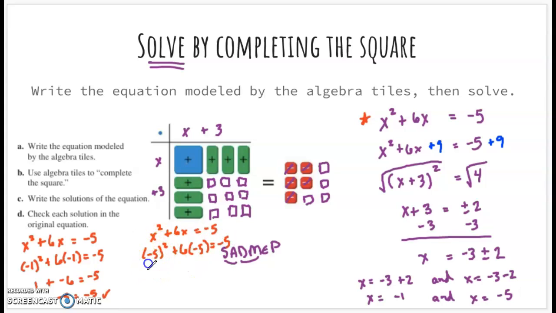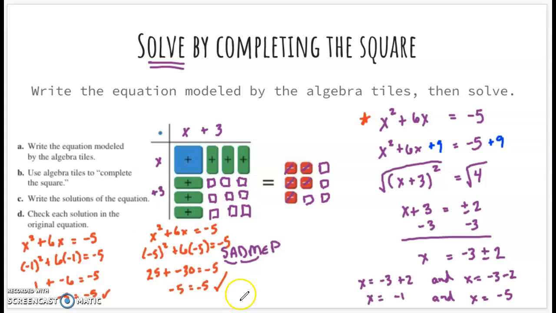Negative 5 squared is positive 25. 6 times negative 5 is negative 30. And 25 plus negative 30, that's negative 5. Is negative 5 equal to negative 5? Yep. So my check worked out and both answers work.